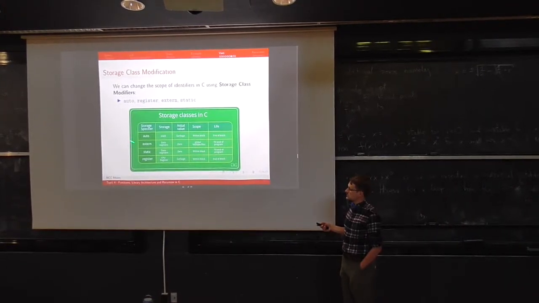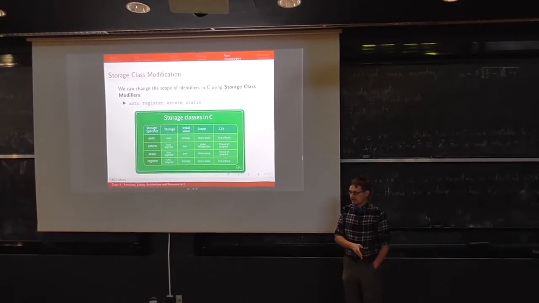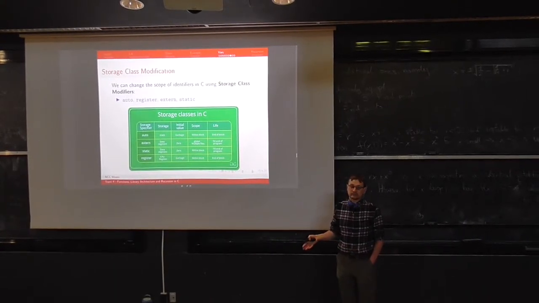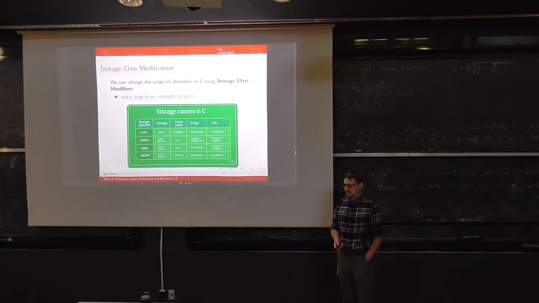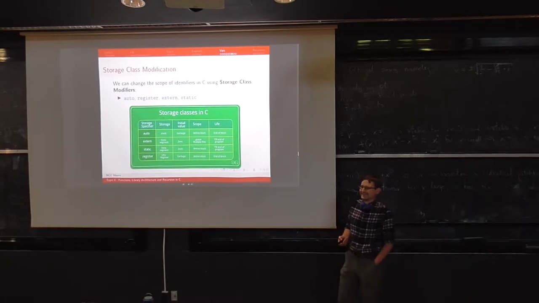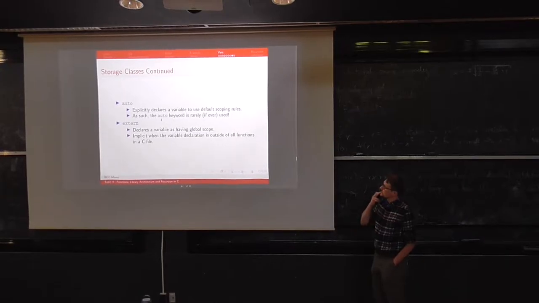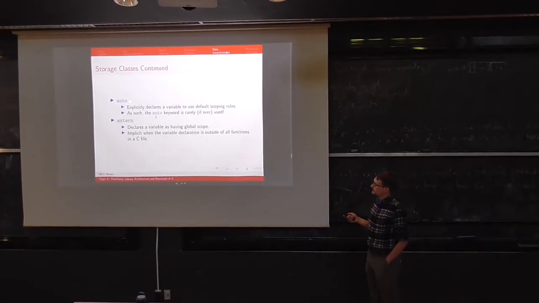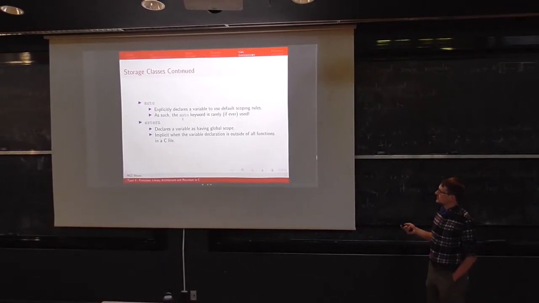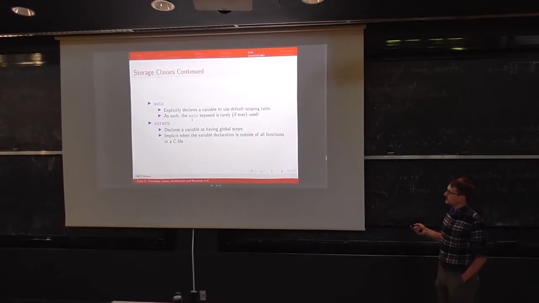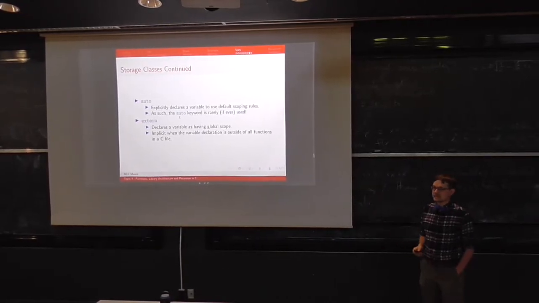So, in order to use these keywords, you just put them in front of the data type that you're declaring, in the same way that you would make an integer a long integer, right? You can have an external long long unsigned integer. So you can see why typedefs exist, right? To shorten that. So, quickly explain: auto explicitly declares a variable to use default scoping rules. As such, the auto keyword is rarely, if ever, used. I don't know why you would ever actually explicitly use auto, because it defaults to it.